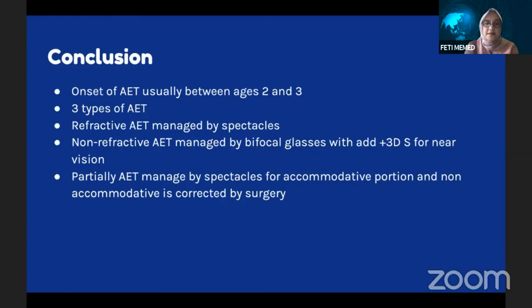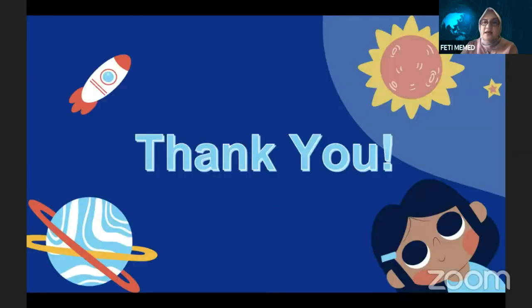types of accommodative esotropia. Refractive accommodative esotropia is managed by spectacles, non-refractive accommodative esotropia is managed by bifocal glasses with +3 for near vision, and partially accommodative esotropia is managed by spectacles for the accommodative portion, and the non-accommodative portion is corrected by surgery. Thank you very much for your attention.